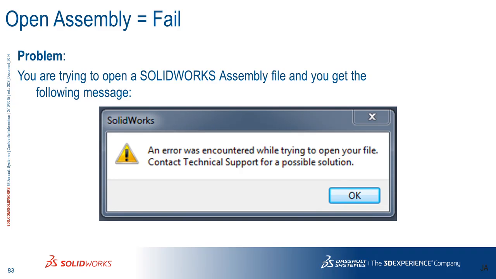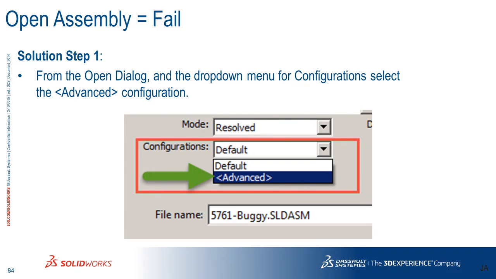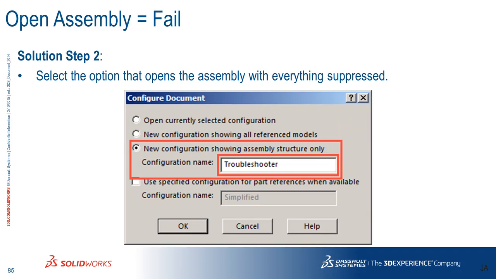All right. Open assembly equals a fail. Error was encountered trying to open your file. We've all seen this one, kind of like that failed to save document. So how can we get around this message? From the open dialog box and the drop-down for configurations, we're going to select the advanced configuration option. You're thinking, I didn't have an advanced configuration when I saved this out the last time. This is in there for all assemblies.